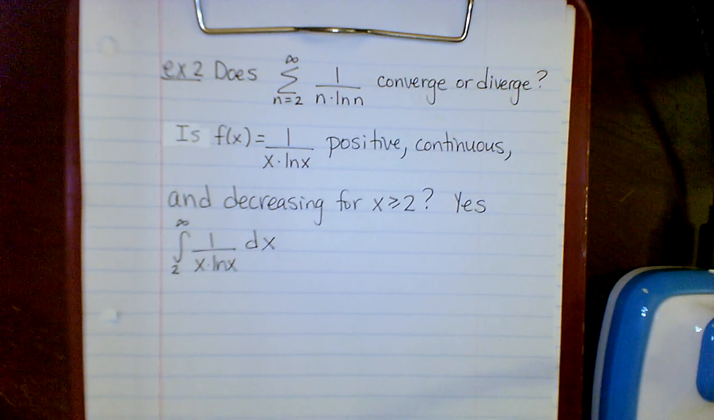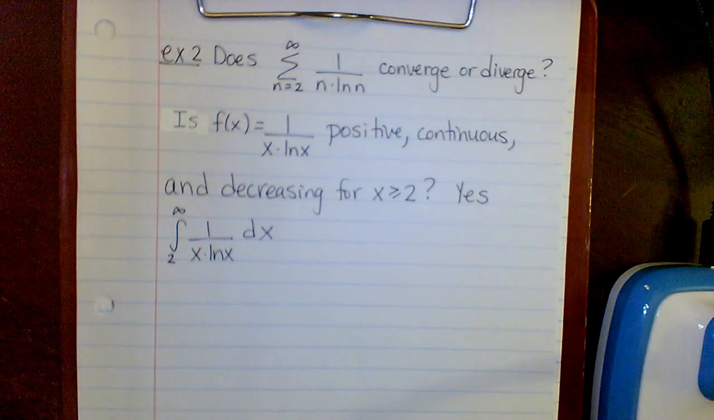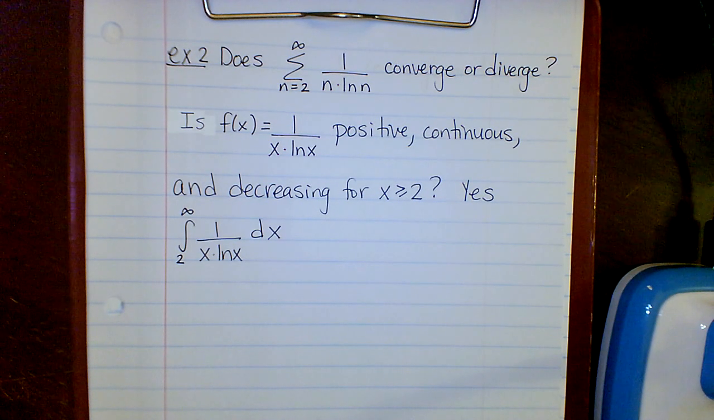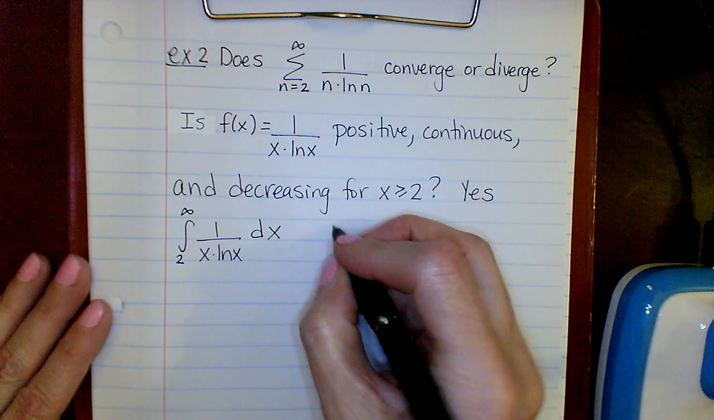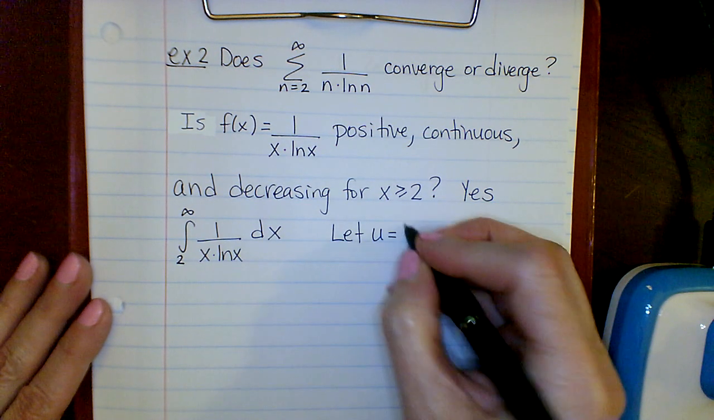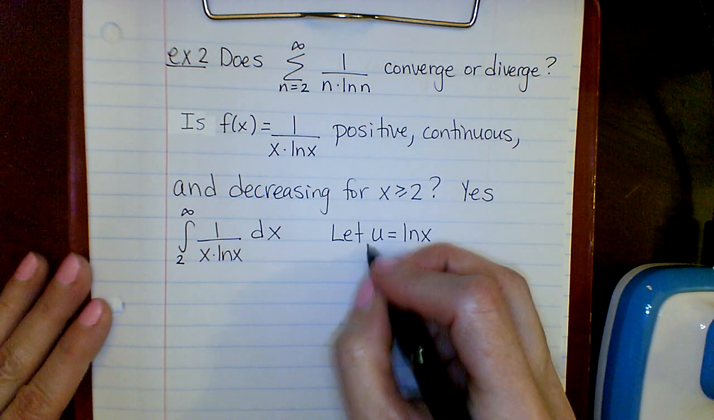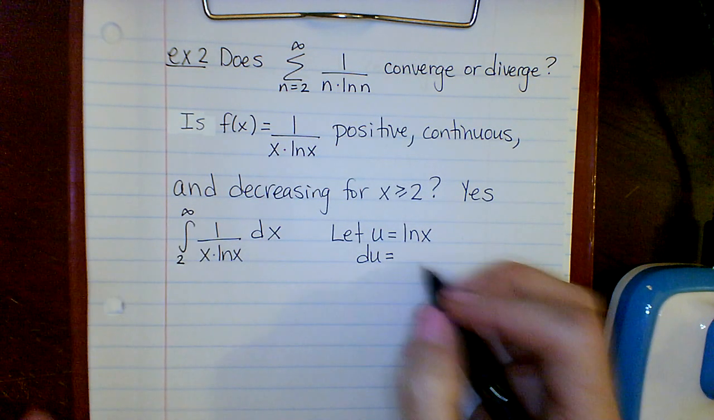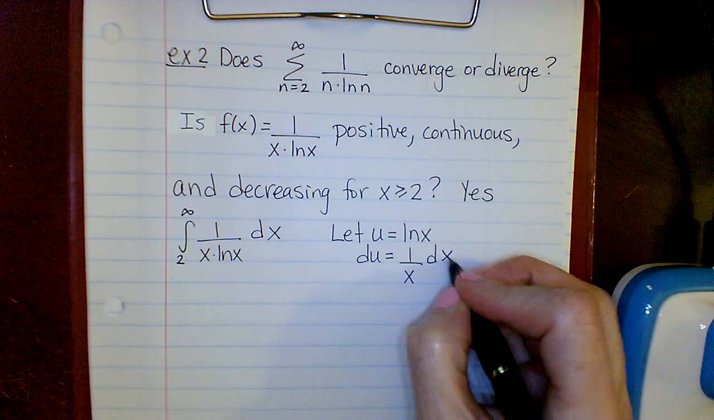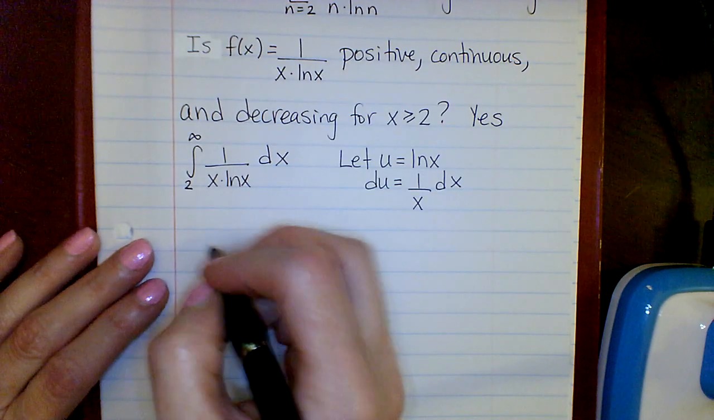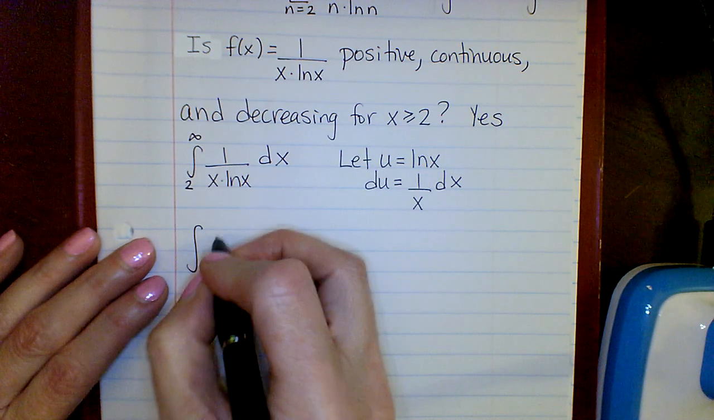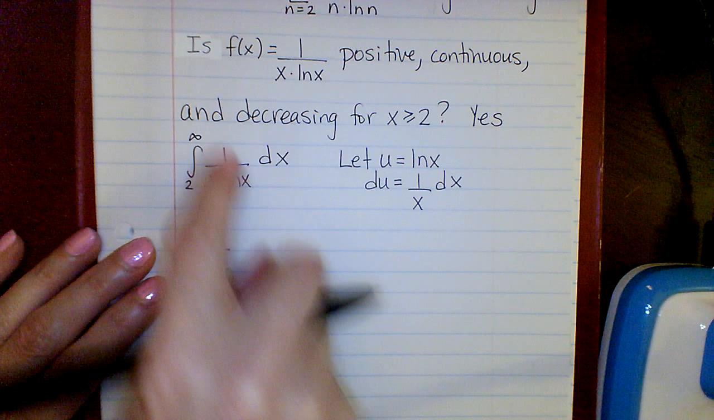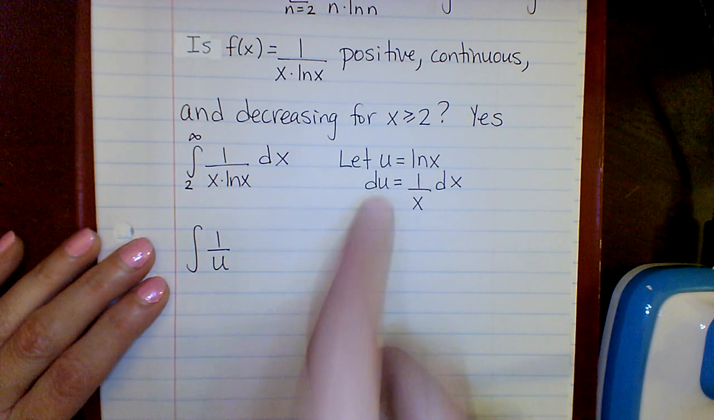All right, how are we going to integrate that? Well, we're going to have to use a substitution. So let's let u be the natural log of x, because the derivative of the natural log is going to be 1 over x dx. So making that substitution, I'm going to get 1 over u, and then this 1 over x dx is going to get absorbed into my du.